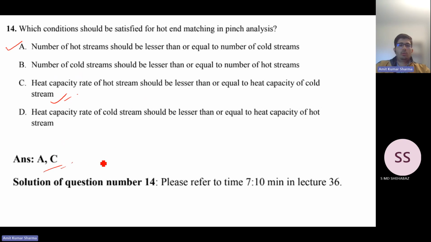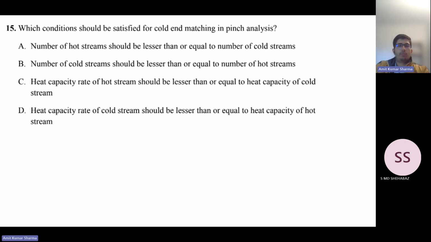You can also see question number 14 of lecture 36, where a detailed solution is also there. Basically, the conditions are that the number of hot streams should be lesser than or equal to the number of cold streams, and the heat capacity rate of the hot stream should be lesser than or equal to the heat capacity rate of the cold stream.